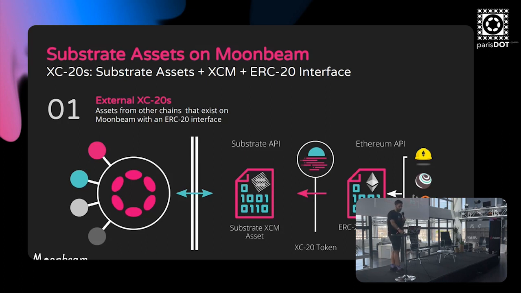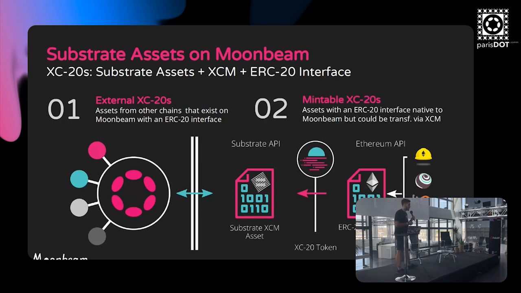The other type of XC20s is called mintable XC20s, which are substrate assets on Moonbeam that can be transferred to other parachains. I think the only example that was actually created on Moonbeam was called Poop, the Poop token. That was the name. It was created by the Moonsama team. They created it natively on Moonbeam, and then they transferred it out to the Moonsama parachain, okay? But it was called Poop.